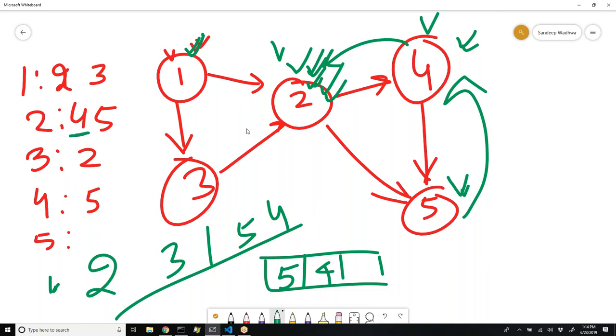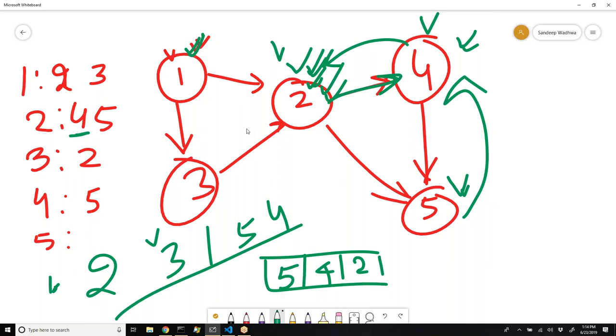What will 2 do? 2 had one option, this. 2 will go and explore the second option, but that will immediately come back. Now 2 will also print. So topological sort from 2 has given you 2, 5, 4. But you are saying I still missed something. So let's continue topological sort with 3 now.